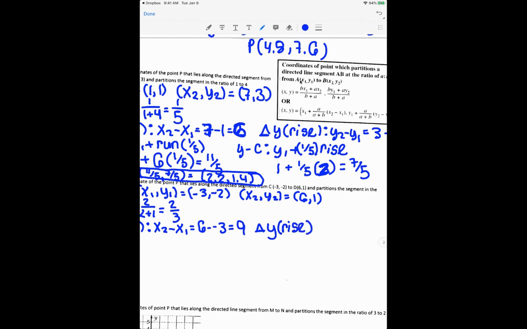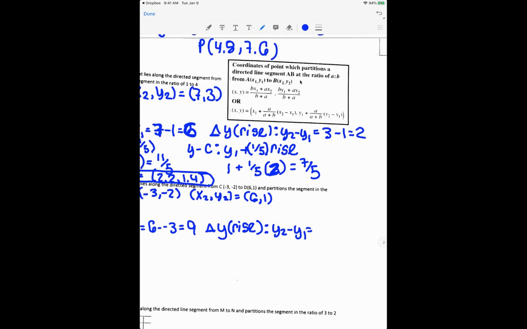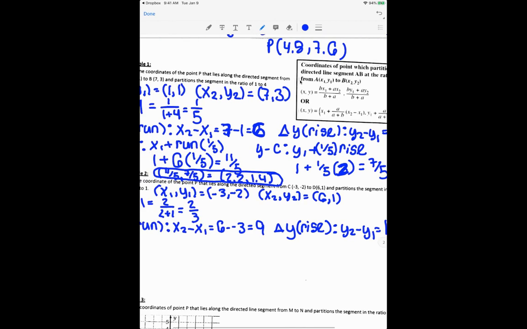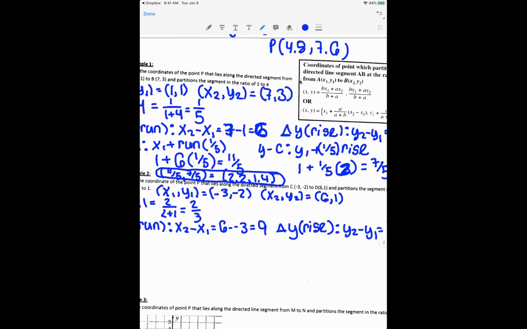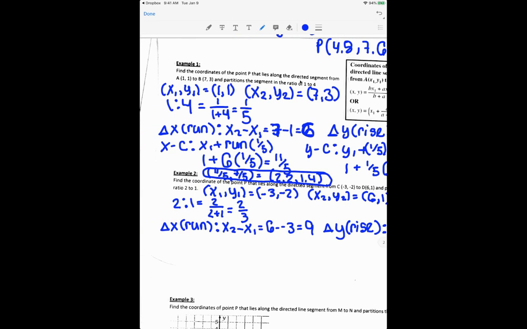And to do that, I'm taking y2 minus y1. So that's 1 minus 2, which is 3. Okay, I think I did it correctly that time. All right, so then we're going to find our x coordinate.